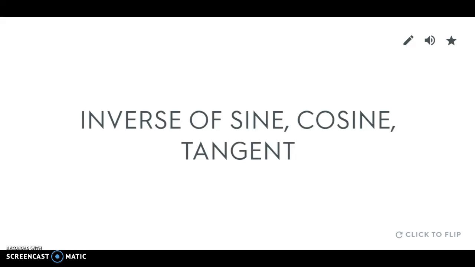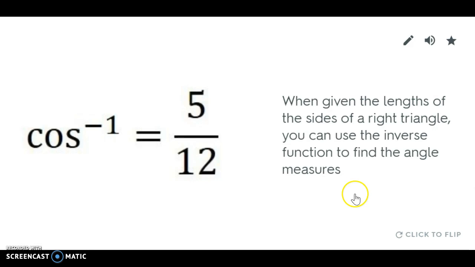Okay, so we're wrapping up chapter 9 today with section 9.6, and there's only two vocabulary words for this section. So the first one is inverse of sine, cosine, and tangent. And so when given the lengths of a side of the triangle, you can use the inverse function to find the actual angle. So cosine is adjacent over hypotenuse.